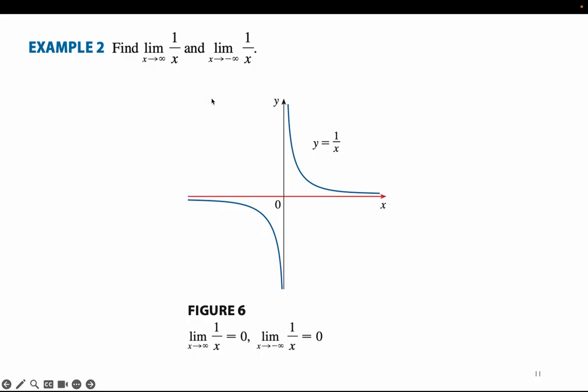Here's another example. The function, the hyperbola y is 1 over x. Notice we have a bunch of asymptotes. We have a horizontal asymptote that's y is 0. As x approaches infinity, the function approaches 0. In fact, as x approaches negative infinity, we also have the same horizontal asymptote, y is 0. Notice we also have a vertical asymptote. As x approaches 0 from the right, we have an infinite limit, positive infinity. As x approaches 0 from the left, we have negative infinity. So we have both horizontal and vertical asymptotes.